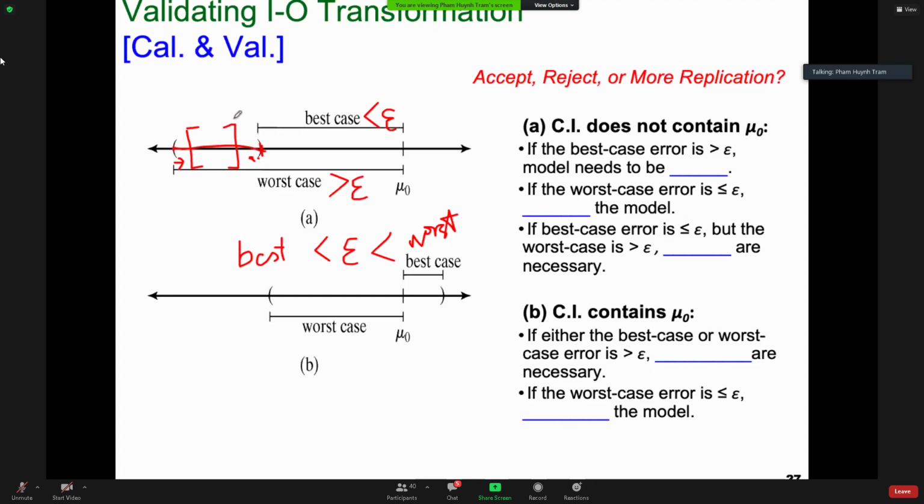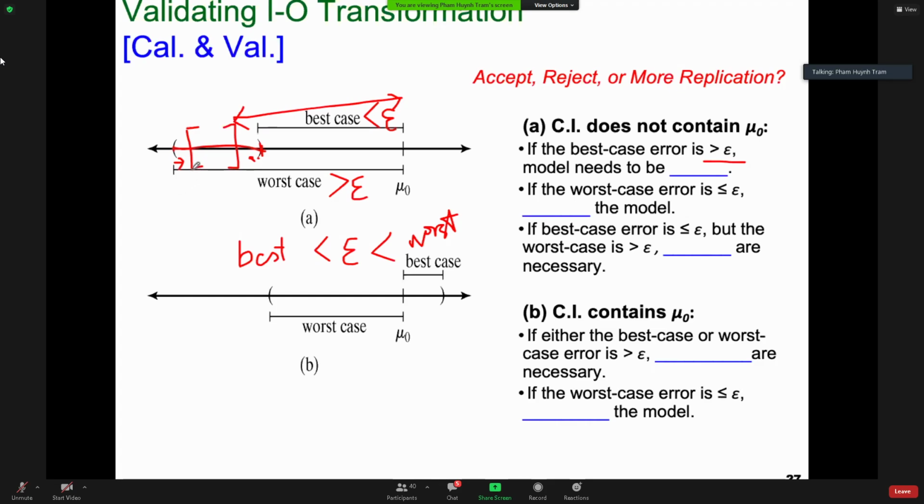You see the best case tends to increase. Now, there may be a time where it can increase to a certain value that is higher than epsilon. And then you can conclude that your model is invalid.